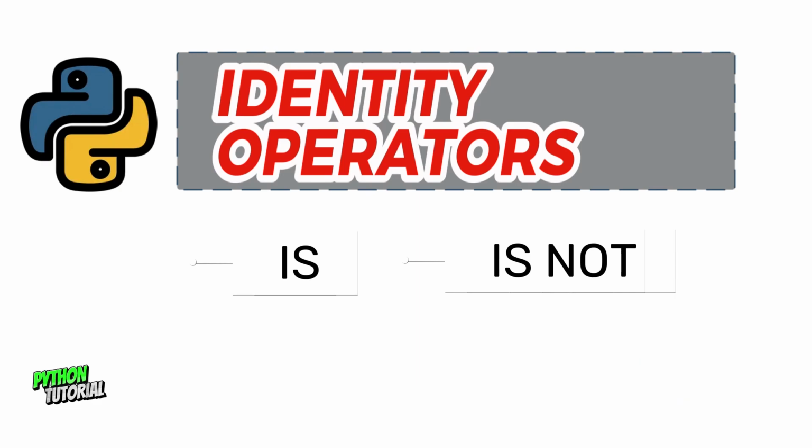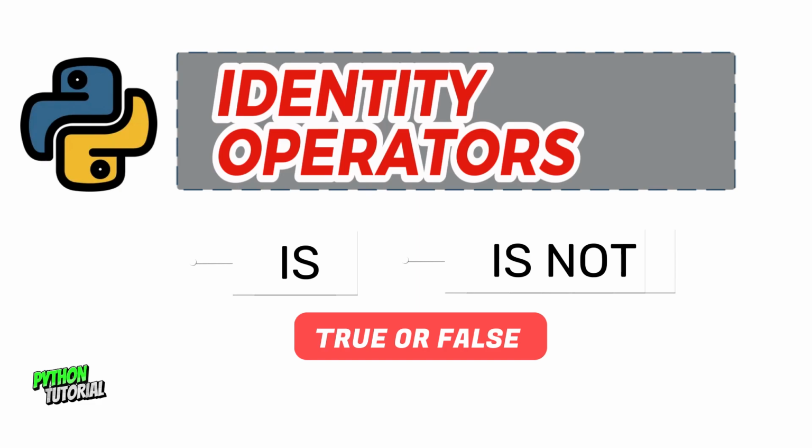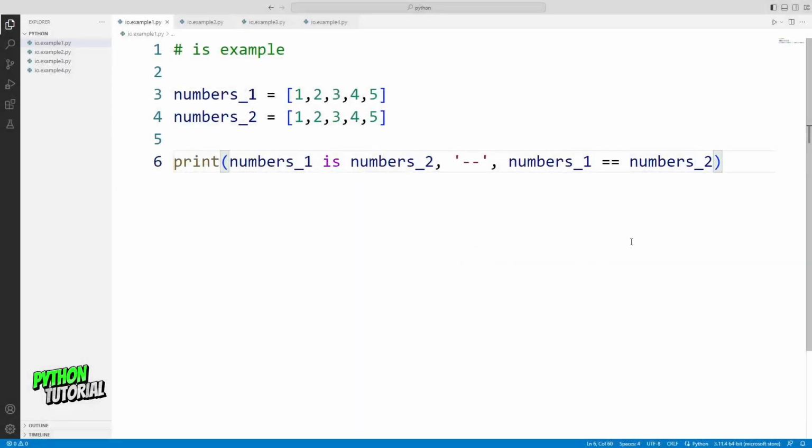The is and is not identity operators are control constructs that return true or false. It does not check if variables are equal, like the equal operator. It checks if the objects are the same. Let's start with examples to better understand how they work. First, let's do an example of the is identity operator.